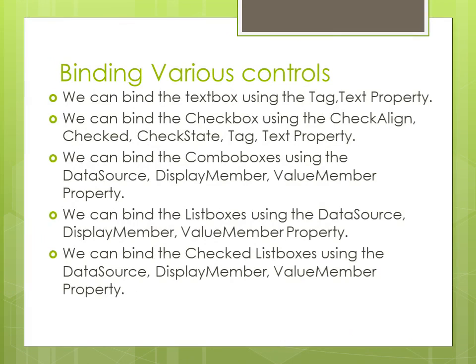Binding various controls. So we have seen a text box with the binding property, and here are some of the properties which are used to bind. The first is the text box; using this text box we can bind the tag and text property. It is used to bind the database. And next one is checkbox. Here we can use the properties check align, checked, check state, tag, and text. And in combo boxes, list boxes, and checked list boxes, we can use the data source, display member, and value member properties to bind our controls.